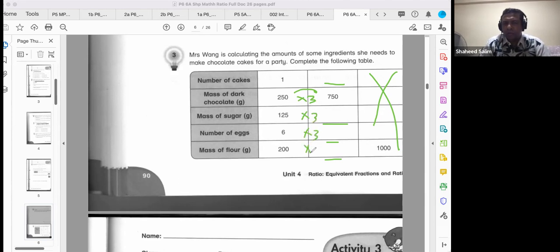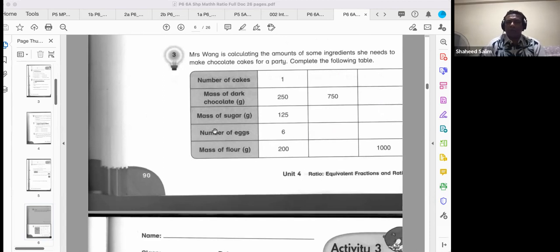Because this is a formula. The first row will give you the formula. So if you make 1 cake, this one you times 3, make 3 cakes. So you need 3 times 750. You need 3 times 375 grams of sugar. You times by 3, you get 18 cakes. Times by 3, you get 600 grams of flour. So this is chicken. Okay, we move on to next skill.